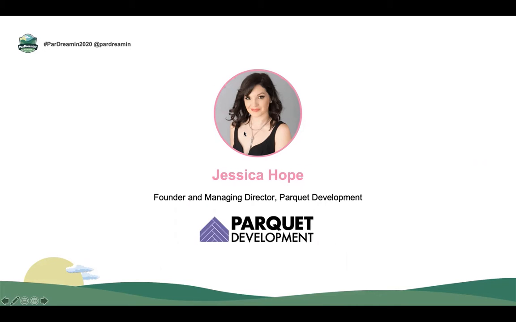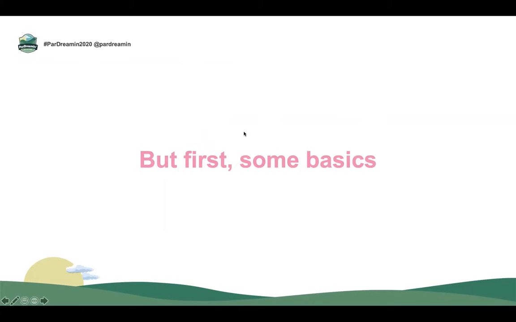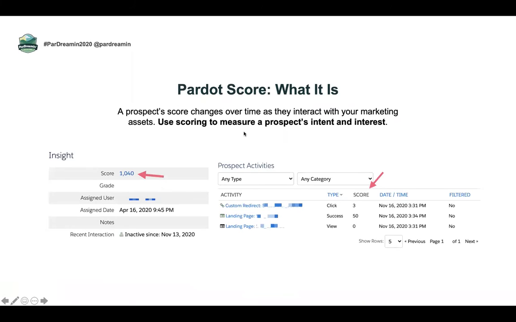Thank you for the opportunity to spend a little time with you today talking about ParDreamin. This session is Getting Sophisticated with Scoring. So for our session agenda today, we are going to go over each of these topics: default settings, decay, page and completion actions, and scoring categories. We'll discuss each of these topics as well as any important watchouts I think you should be aware of. But first, let's go over a few basics. We'll talk briefly about what a ParDot score is and why it's important.